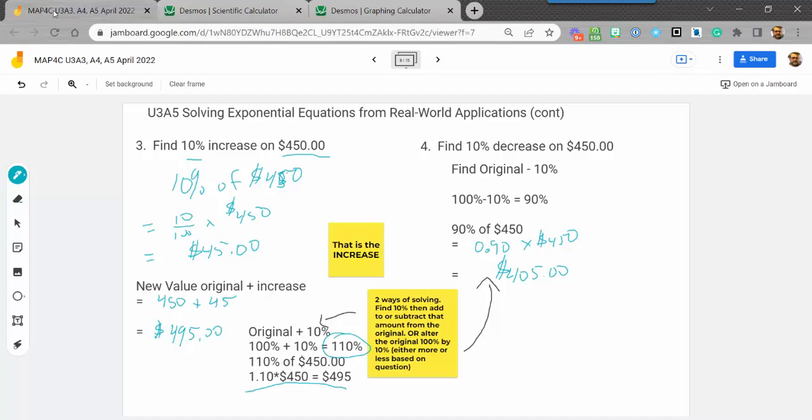Now I could have said take the 10% of 450, like in the last one, knew that was $45, and then said, okay, take the original 450 minus 45, I still get 405. Totally works too. This just lets you do it in one step.